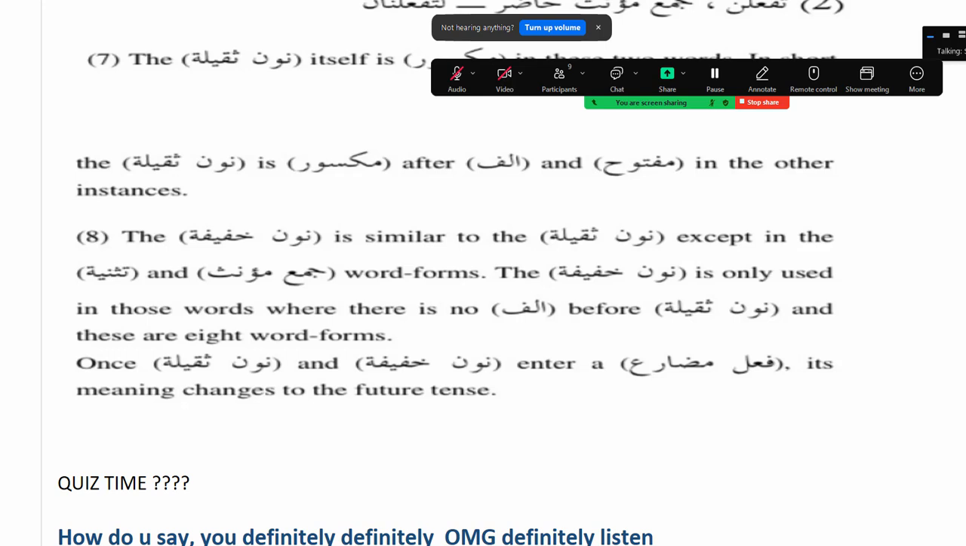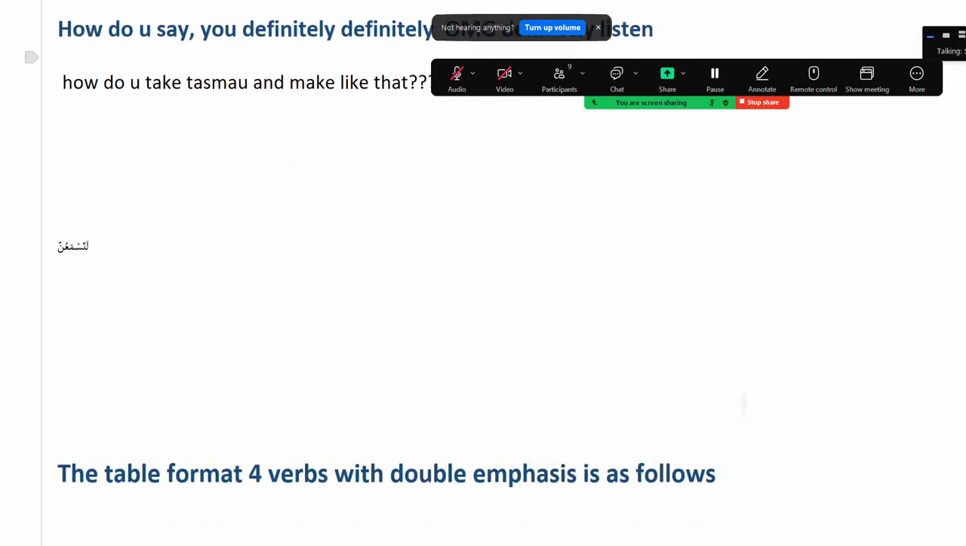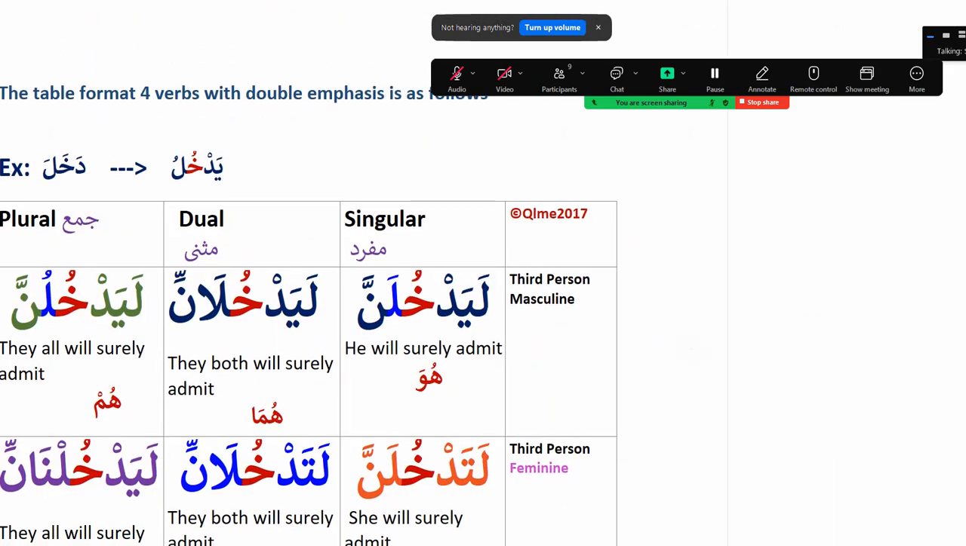If you want to say it for second person plural, tansuruna, how do you say? لتنصرن. لتسمعن. Right? Okay, let's take the table format with double emphasis.